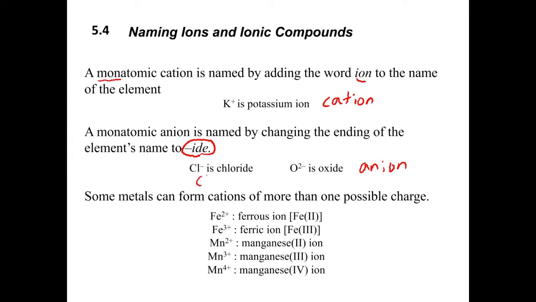So here we have, normally it would be chlorine. Okay, that's our normal name for Cl. And so we change the ending. We drop off the I and E, and we change it to IDE. Okay, and that indicates that it's an anion. And sometimes you take off more than other times.